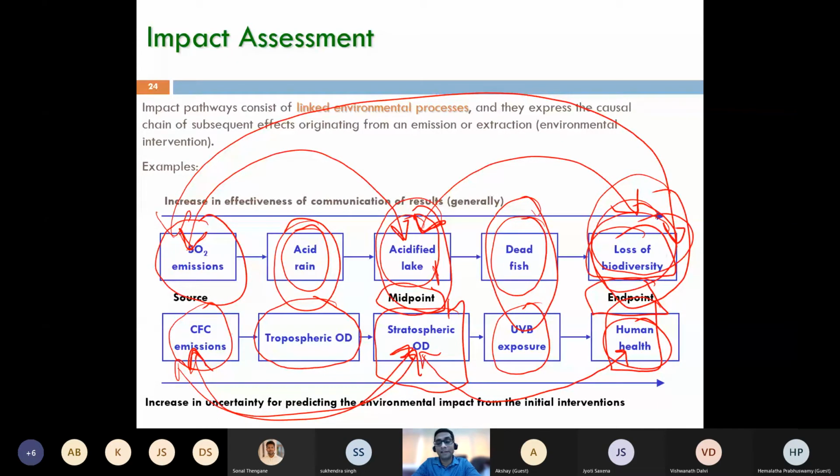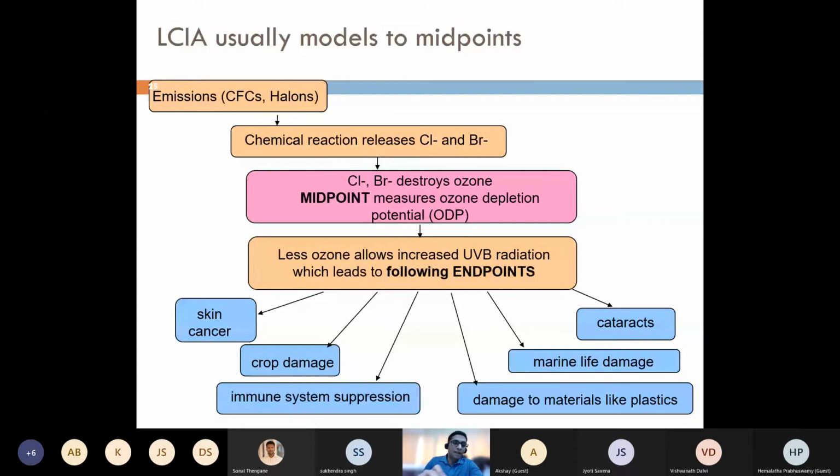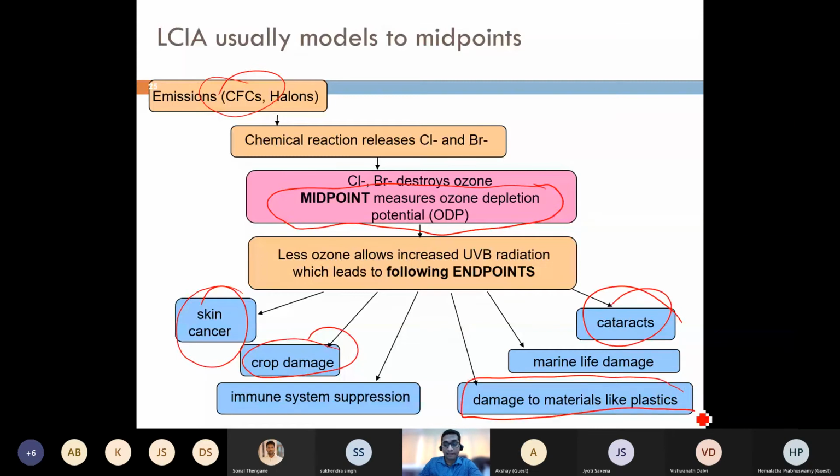So that's why, if you remember, the potential environmental impacts. When we're talking about the endpoints, the word potential comes into the picture. Again, a similar thing: you have the CFC emissions, which might cause ozone layer depletion. And then this could have end indicators like skin cancer, crop damage, cataracts, or it can even lead to damage to materials like plastics. So these are the endpoints, and this is the midpoint. So it depends upon us whether we are aiming for categorizing the midpoints or endpoints.